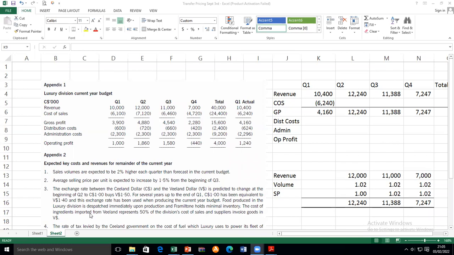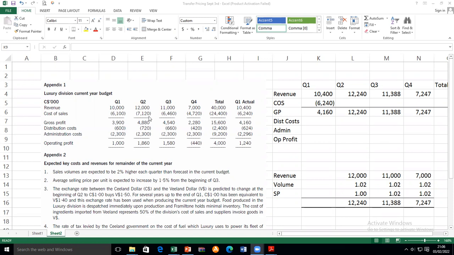Food produced in natural division is dispatched immediately upon production and F holds minimum inventory. The cost of ingredients imported from VLAND represents 50% of the division cost of sales, and suppliers invoiced in $. So we need to do an update.